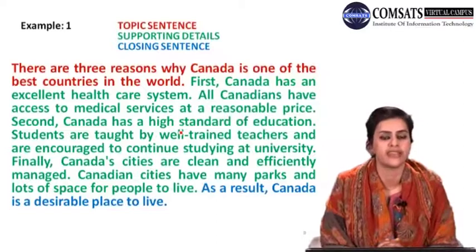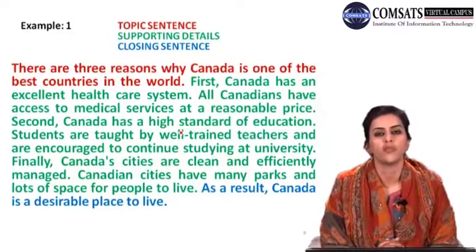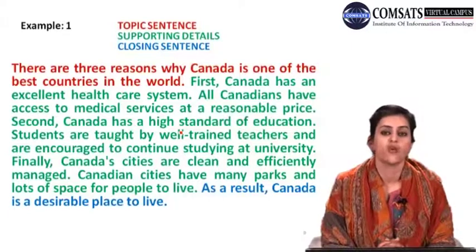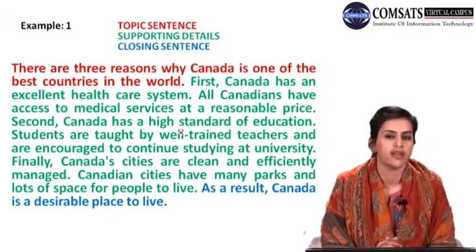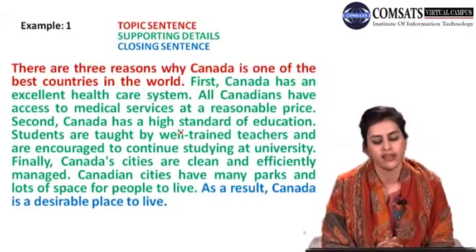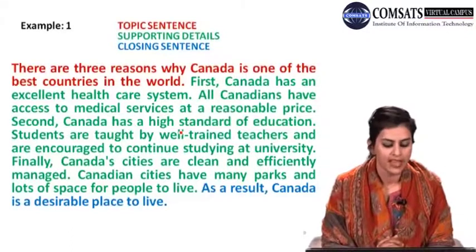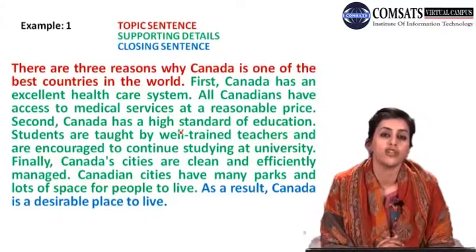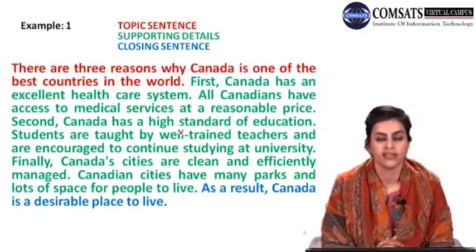Now 3 reasons are stated in the paragraph. These are what you call the supporting details. The topic sentence announced clearly that there are 3 reasons why Canada is one of the best countries in the world, and the 3 reasons are the medical facilities, the education, and the cleanliness or effective management. So as a result, Canada becomes a desirable place to live. So this is how the writer has proved through different logical examples and evidence why Canada is the best place to live.